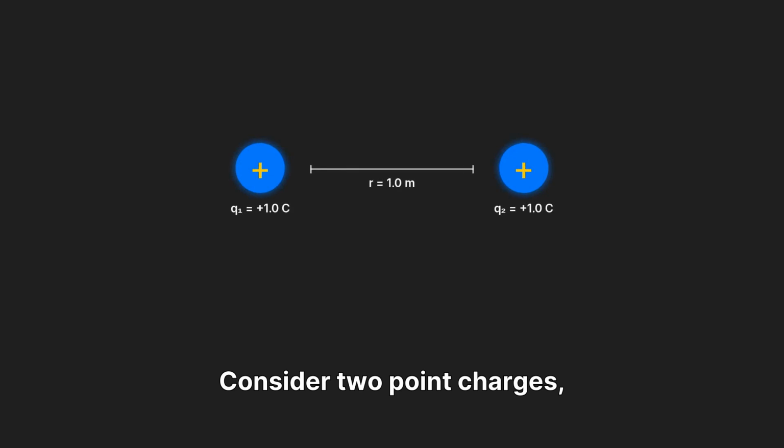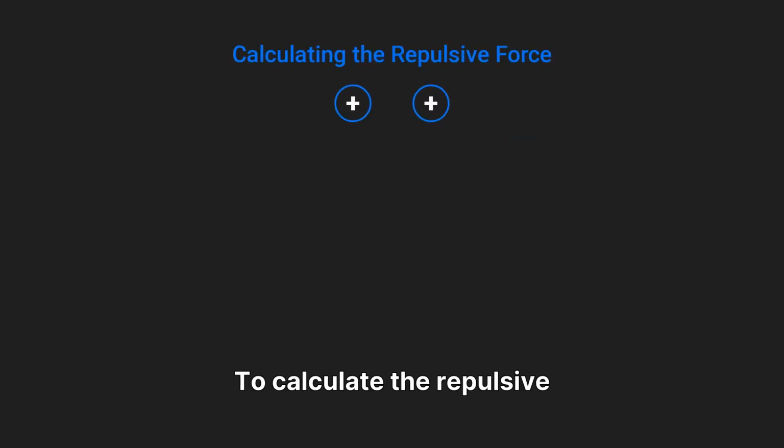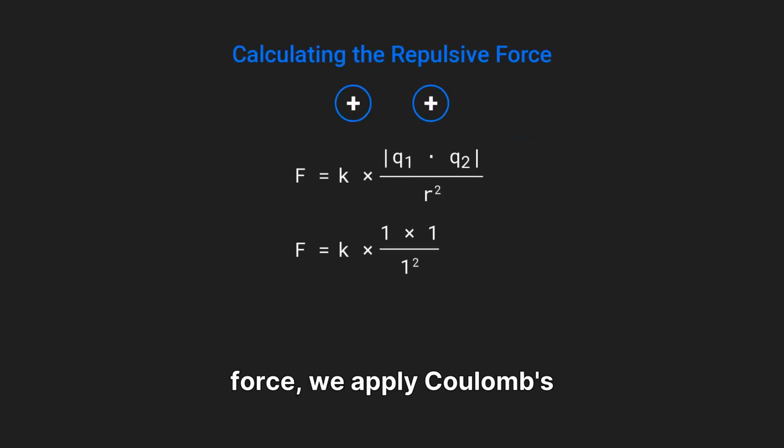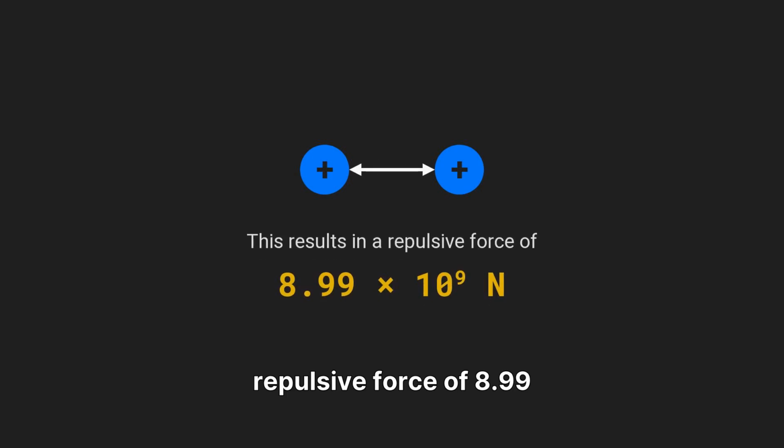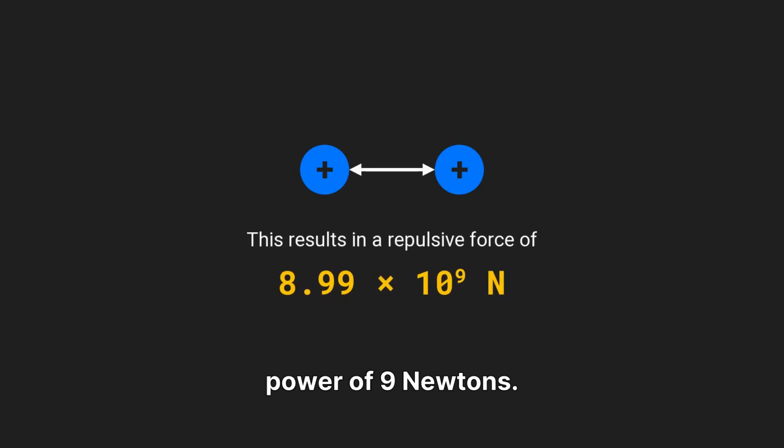Consider two point charges, each positive 1.0 coulomb, separated by 1.0 meter. To calculate the repulsive force, we apply Coulomb's law. F equals k times 1 divided by 1 squared. This results in a repulsive force of 8.99 times 10 to the power of 9 newtons.